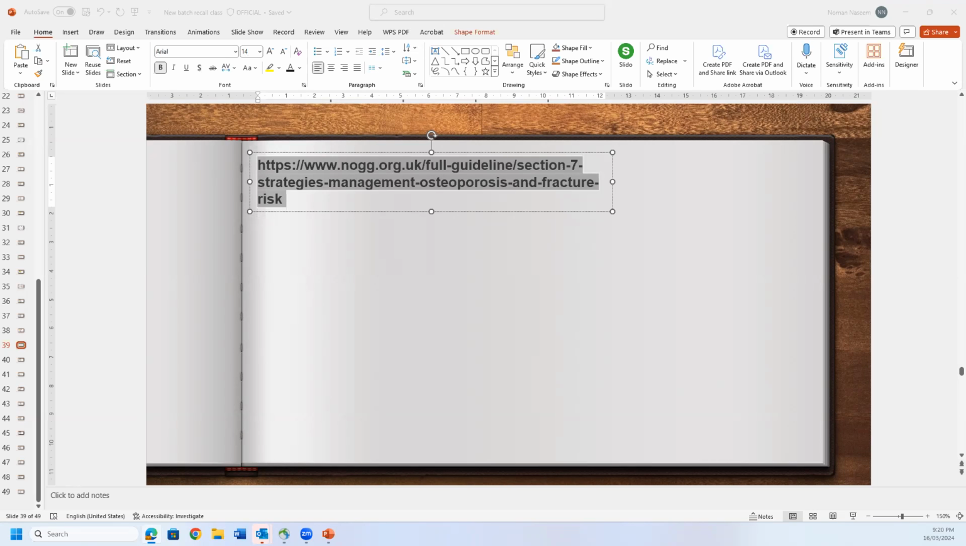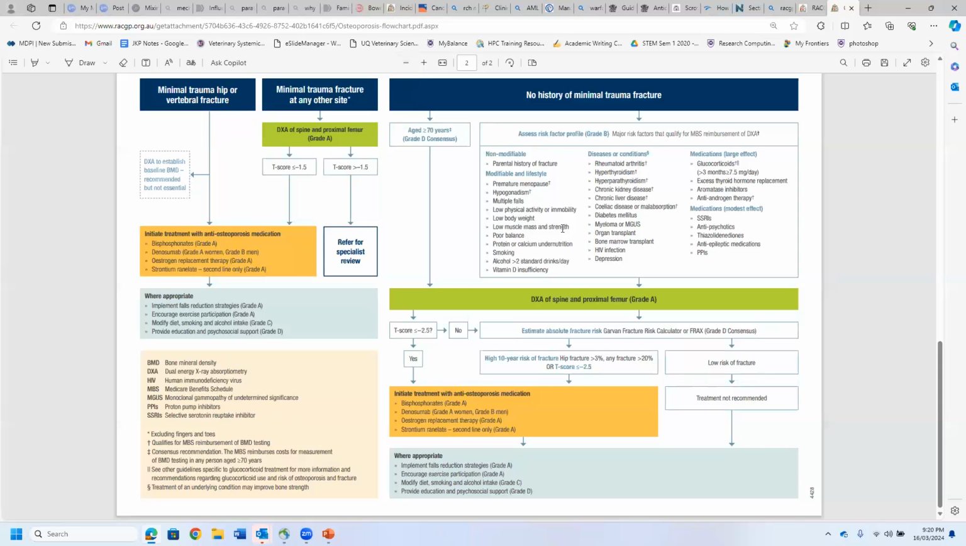This is the RACGP guideline. So first line, after you have established that the patient has osteoporosis, we encourage them to start with bisphosphonates. Second line is denosumab. Third one is estrogen replacement therapy. And also in those patients who have surgically induced menopause, young patients, to prevent osteoporosis, we start them on hormone replacement therapy, but not as a treatment of the osteoporosis.